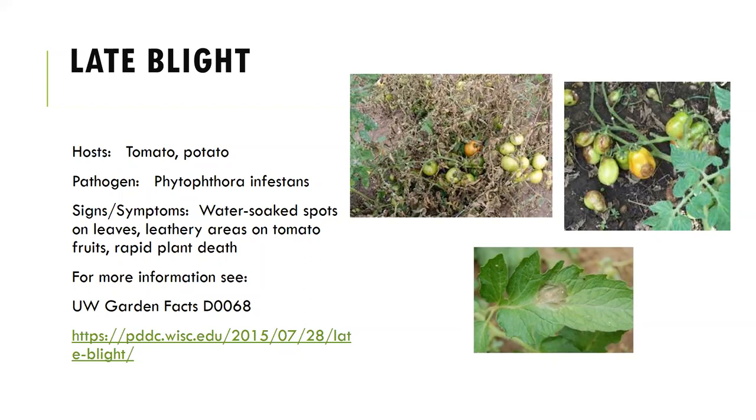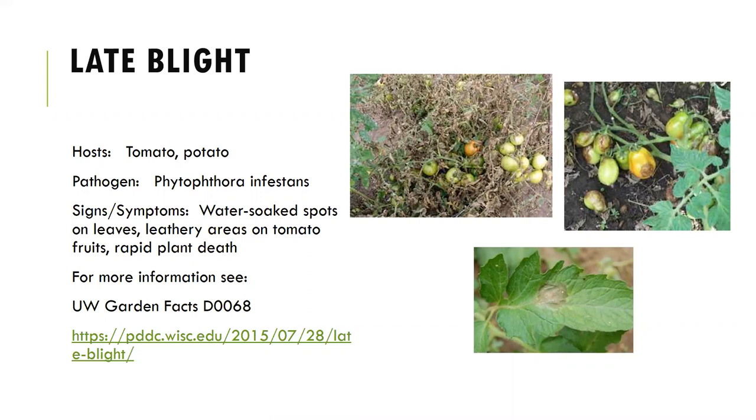This disease leads to really rapid plant death. In fact, if conditions are right, which is cool and wet, entire plants can collapse and die from late blight in about 7 to 10 days. Plants with late blight cannot be saved. They must be disposed of properly to avoid spread to other plants and other areas in the state.